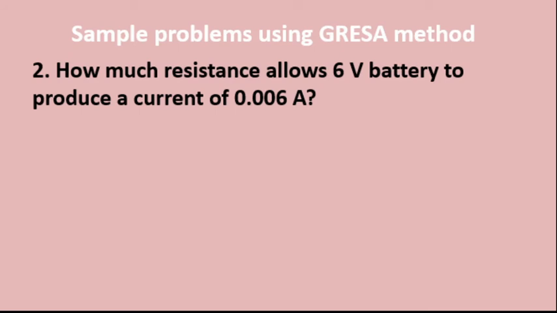How much resistance allows a 6 volts battery to produce a current of 0.006 amperes?